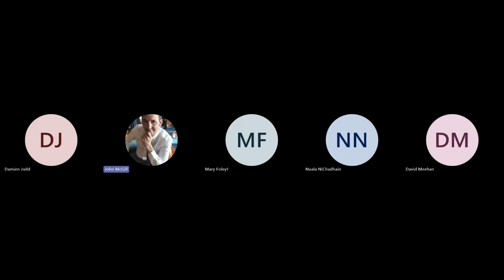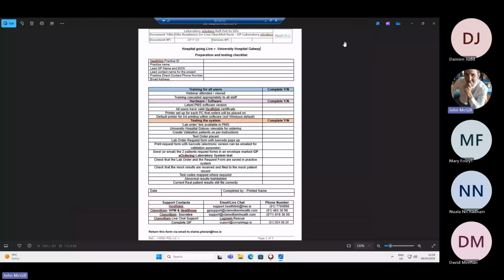Hi everyone, I'm John here. I'm just going to do a quick demonstration on how to do a lab order in the Health One software here. So just to start off, I'm just going to share my screen here so you can see what's going on. There's a checklist that you'll get before you do the lab order.